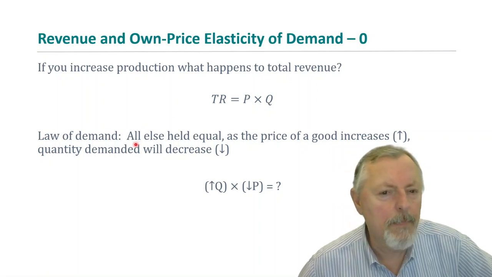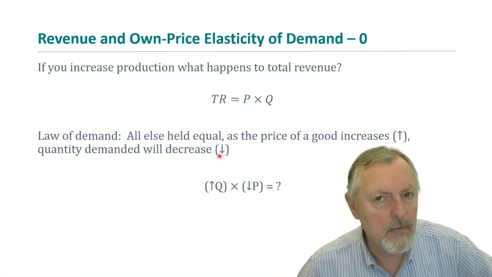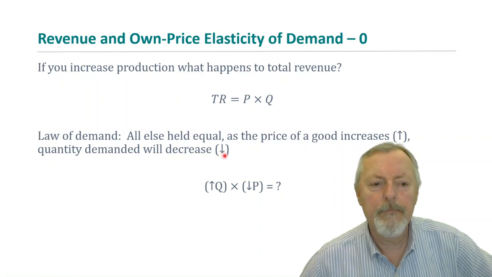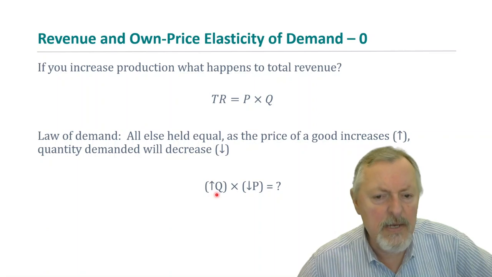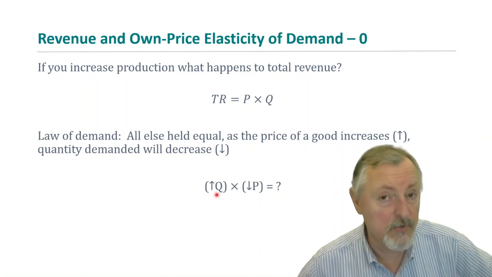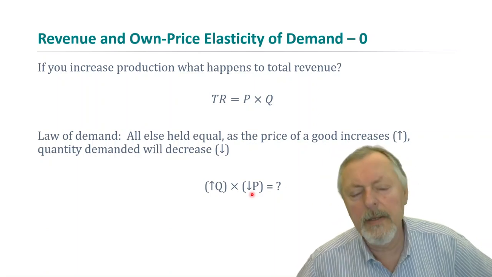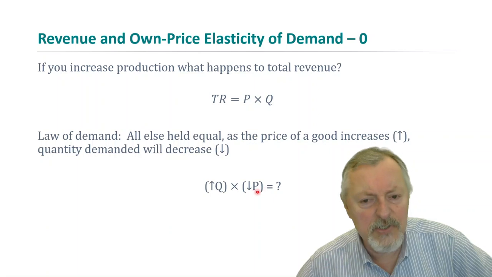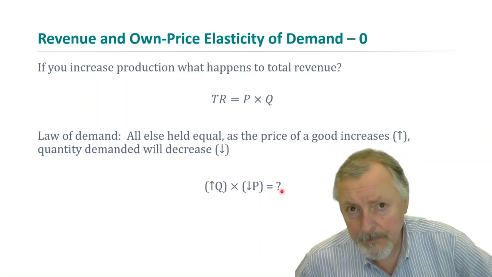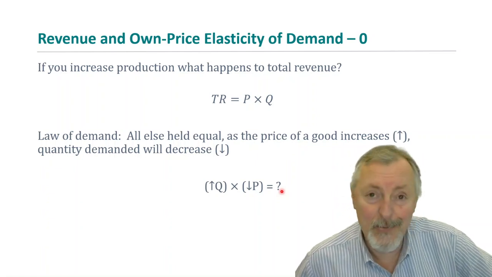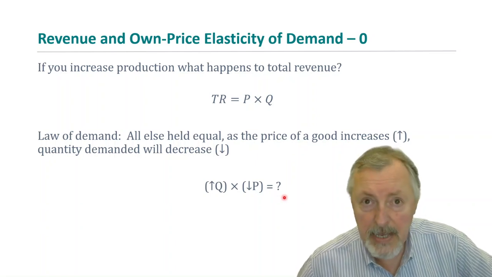But the law of demand says that all else held equal, if the price goes up, the quantity demanded will go down. Okay, and the reverse relationship holds as well. So if you increase production, quantity goes up, well, price is going to go down if you are the entire market. Well, a bigger Q times a smaller P, what's the net? Is total revenue going to go up or down? That's the kind of thing that would be important to know, wouldn't it? Turns out the answer is it depends on the elasticity.